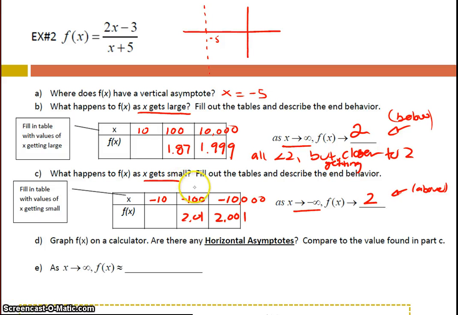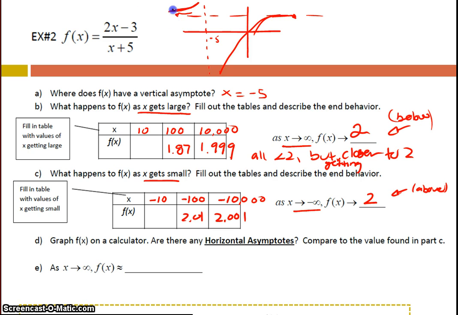Okay, so we have established that as x approaches infinity, the function is approaching 2 from below, which means it's going to be down here below. And as x approaches negative infinity, it approaches 2 from above, because when we plot negative 10, negative 100, negative 10,000, the numbers are getting closer and closer to 2, but from above, it's approaching that asymptote.